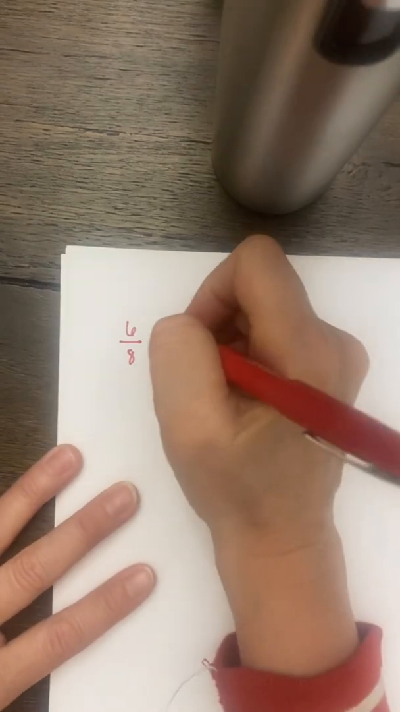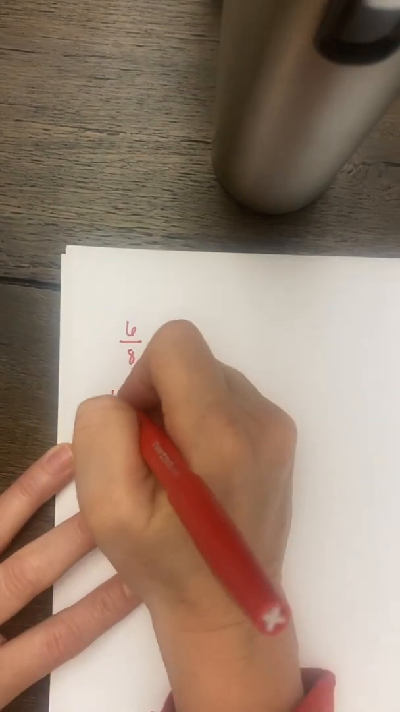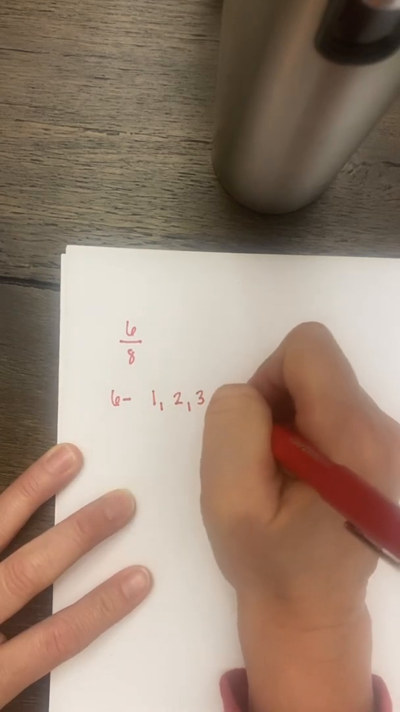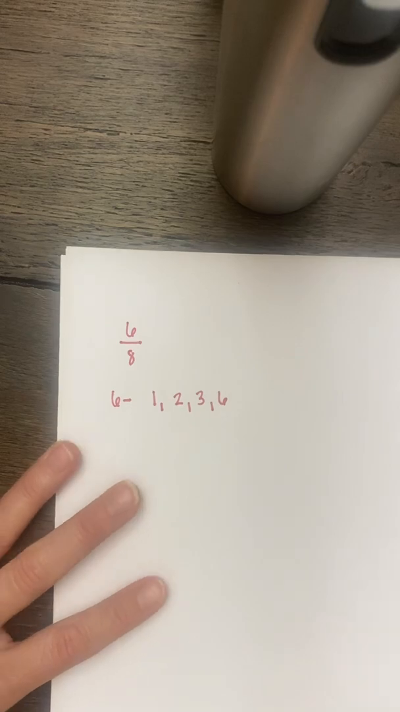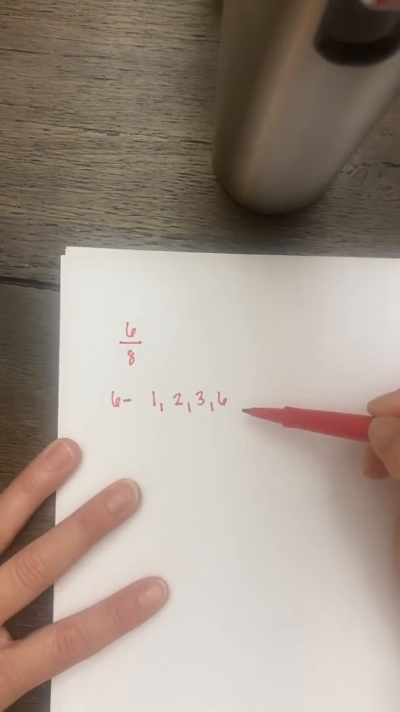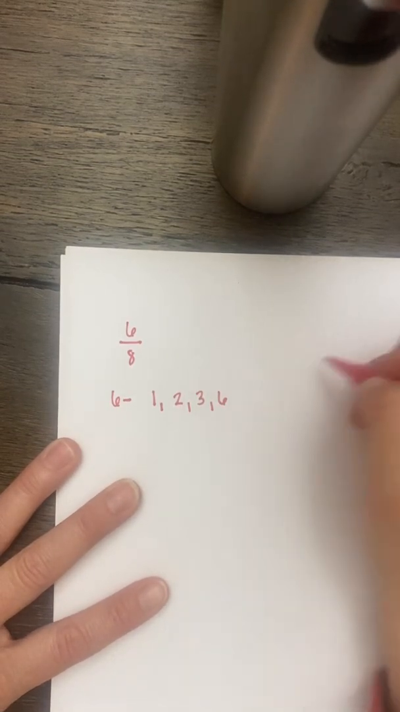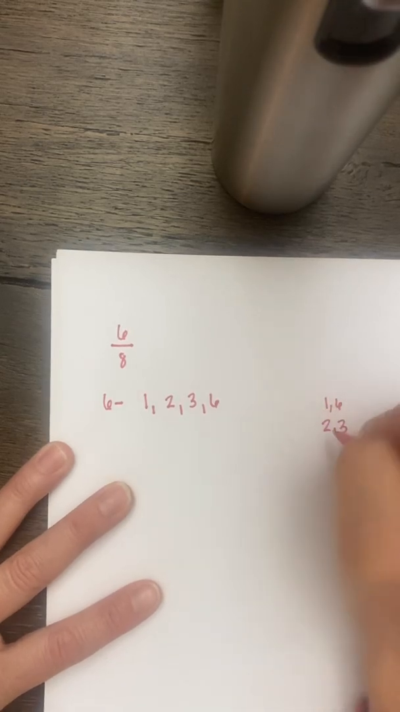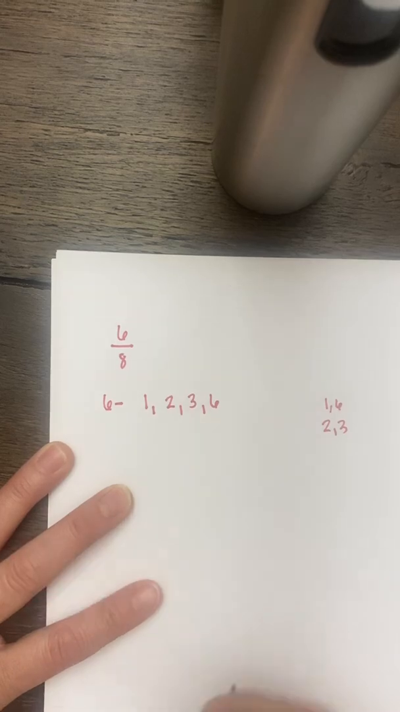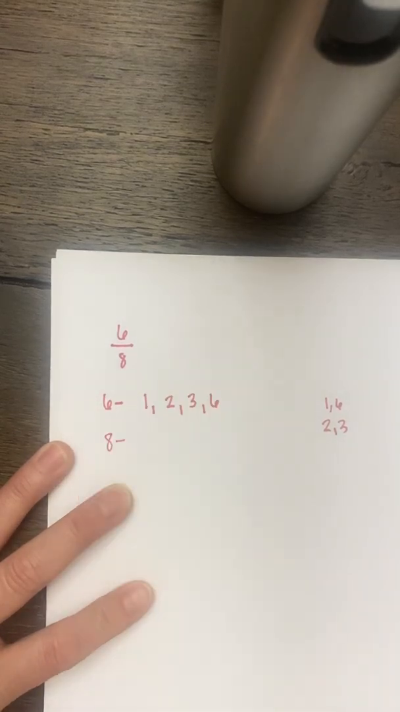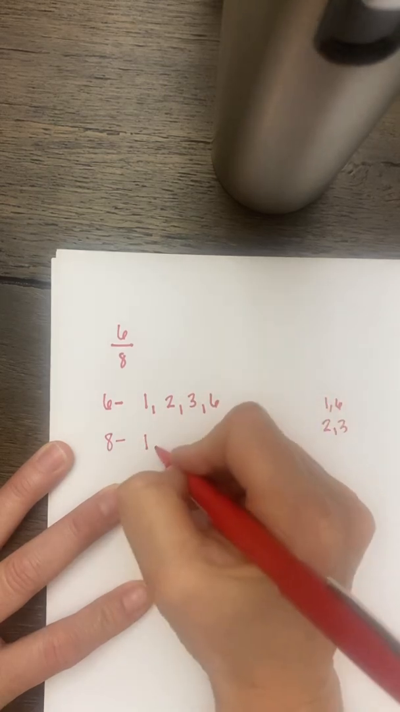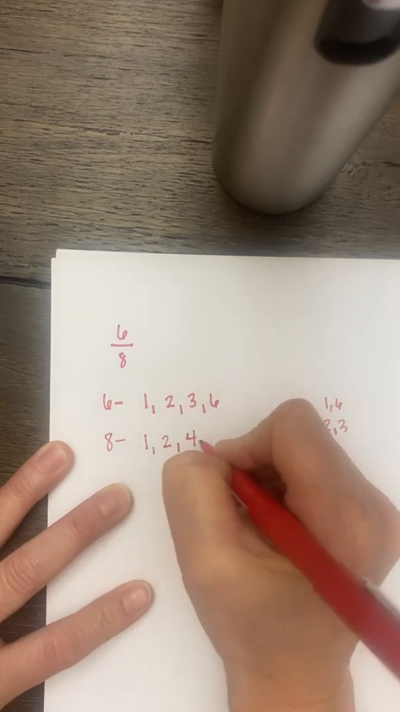If I have the fraction 6/8, I can list the factors for 6: 1, 2, 3, and 6. It's helpful to list them in numerical order. Even if you have to do them as factor pairs over to the side, it is helpful to put them in a list in order. The factor pairs for 8 are 1 and 8, and 2 and 4.